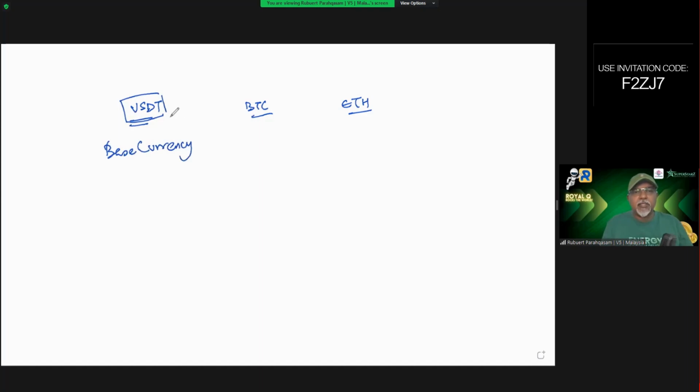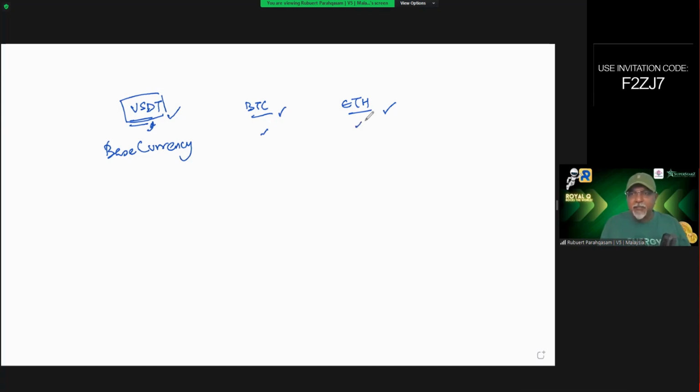The base currency is USDT. In the BTC market, the base currency is BTC. In the ETH market, the base currency is ETH. So what is the base currency? If you want to trade in the USDT market, you must have USDT as your capital. If you want to trade in the BTC market, you must have BTC as your capital. If you want to trade in the ETH market, you must have ETH as your capital.